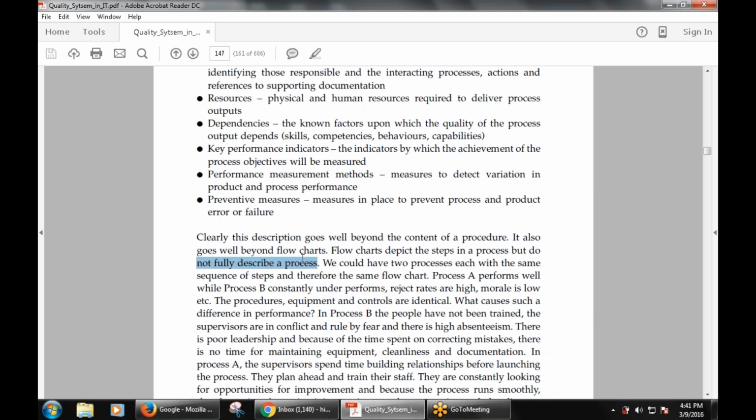It also goes well beyond the flowchart. A flowchart depicts the steps in a process but does not fully describe a process. That is done by the flowcharts.